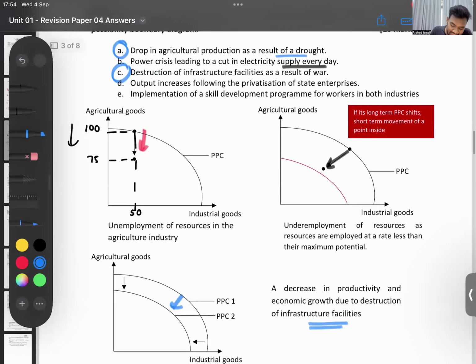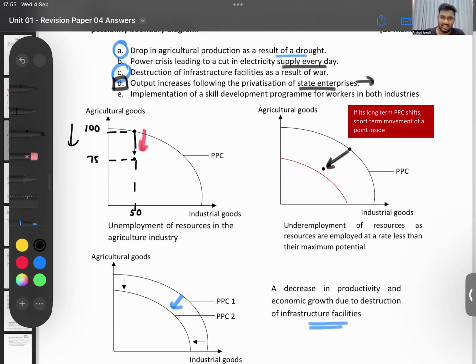Then D is saying output increases following the privatization of state enterprises. Yes, when you privatize state enterprises, what happens? That's also a bit of a difficult one. Now, let's say there is the Sri Lanka Electricity Board. Yeah, for C, you can even say X and Y, no problem.